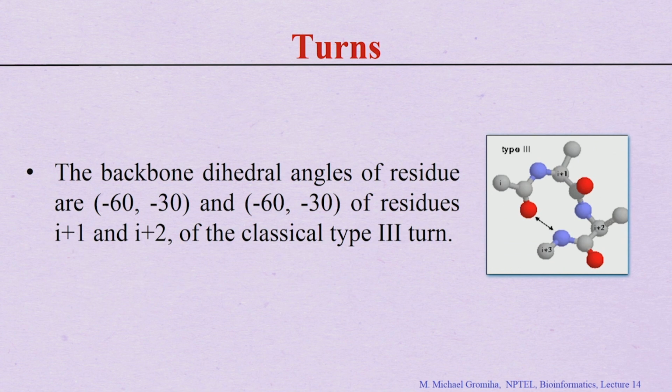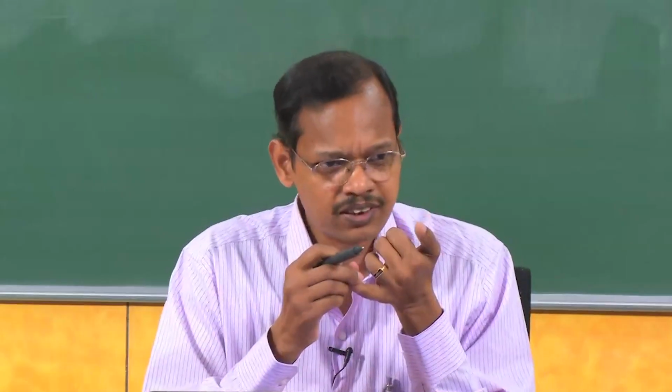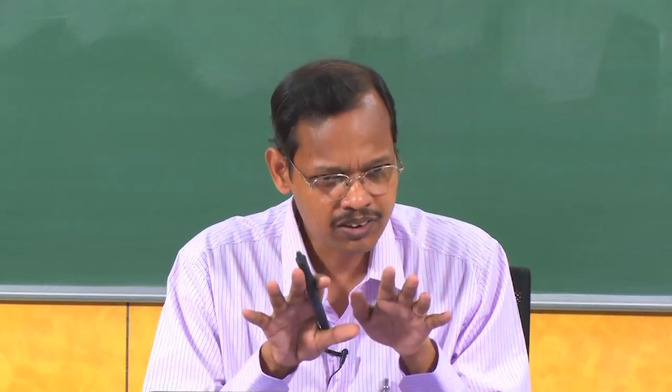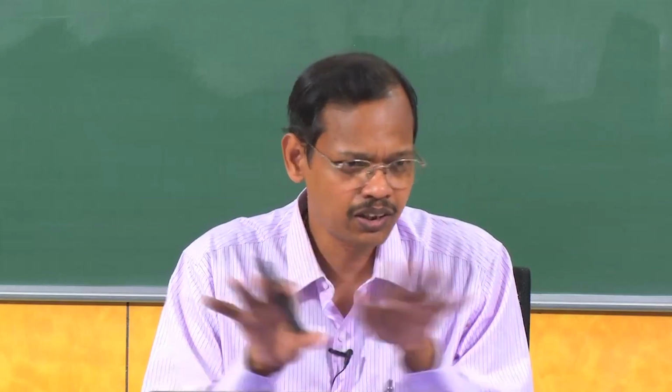Another is called type 3 turns. It is not a commonly occurring turn, but here you can see the backbone dihedral angles are minus 60, minus 30 and minus 60, minus 30 for I plus 1 and I plus 2 in the case of class 3 turns. So, we discussed different types of secondary structures: alpha helix, beta strand and turn. All the secondary structures are formed by hydrogen bonds between the NH and CO of the residues in the main chain.